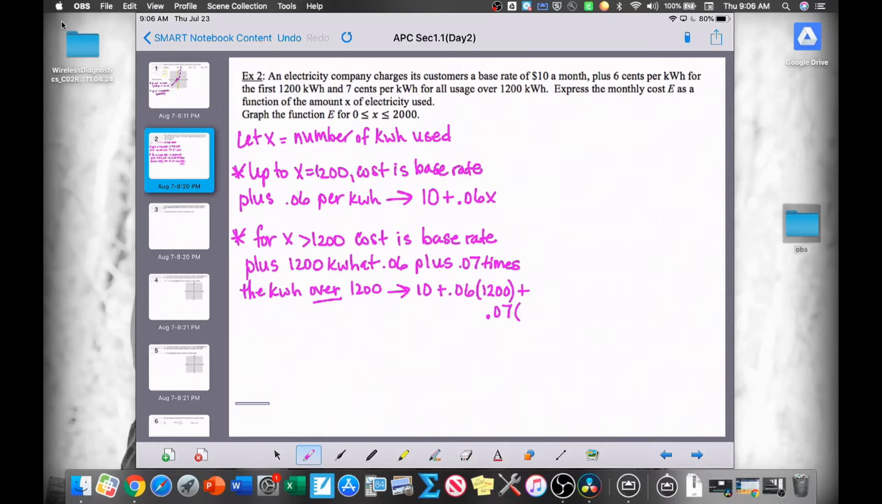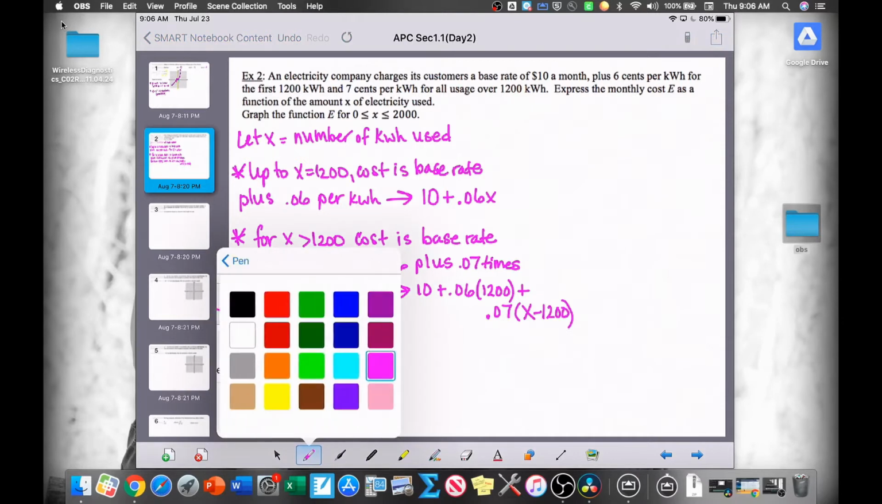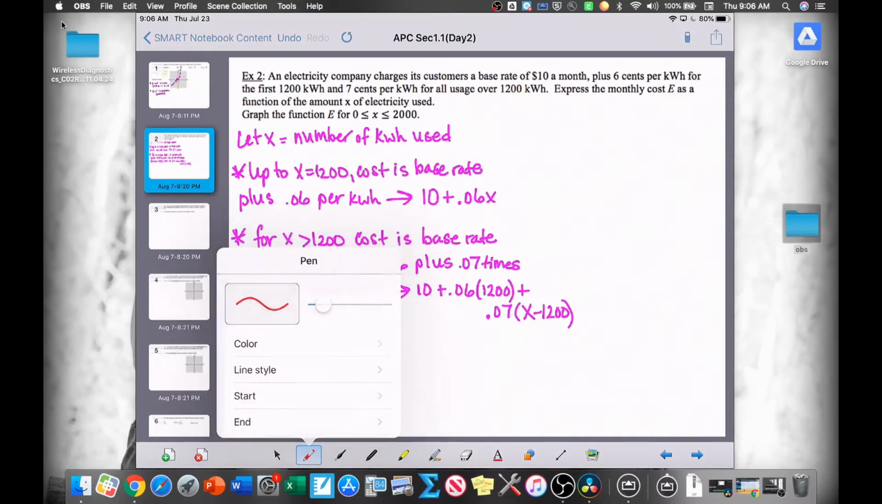So this would be the 7 cents times our number of kilowatt hours, which is X, minus the 1,200, because we already paid for the 1,200 kilowatt hours at 6 cents per kilowatt hour. All right, so our third equation is a little bit complicated there. All right, and we can do a little bit of algebraic simplifying with this last one here. So let's take a look at what we can do to that equation.